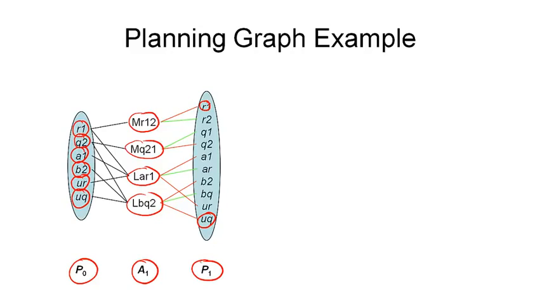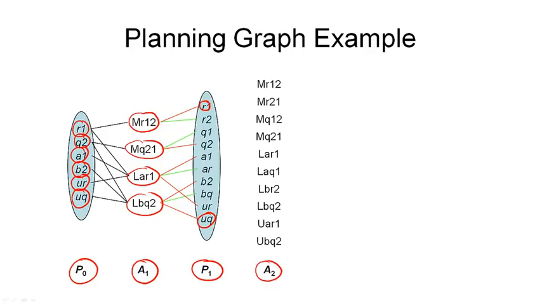Now we take proposition layer P1 and interpret it as a state, and see which actions would be applicable in that state. And that's this list here. That's all the actions that are in action layer A2. And again, we have to introduce edges or arcs from P1 to A2, representing all the preconditions of these actions. And they are given here.